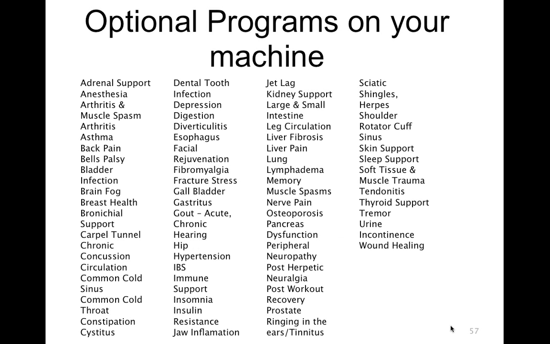And I'll show you a list. This is a list of all the programs we have. You can call the office, and Nicole or Rachel will send you a complete list. And of course, I'm going to send all of you a copy of these slides and a copy of the webinar, so you'll have those. And we have bladder program, Bell's palsy, back, asthma, arthritis, carpal tunnel.